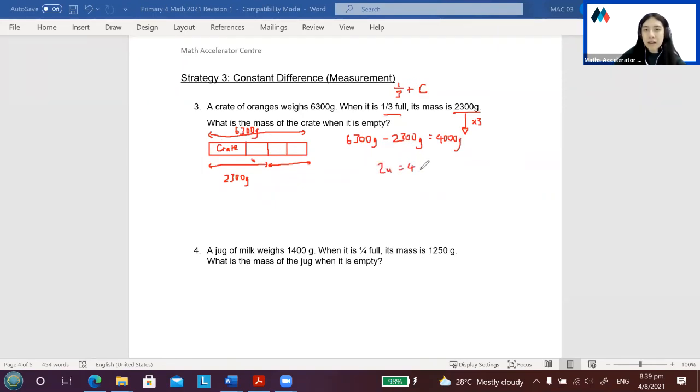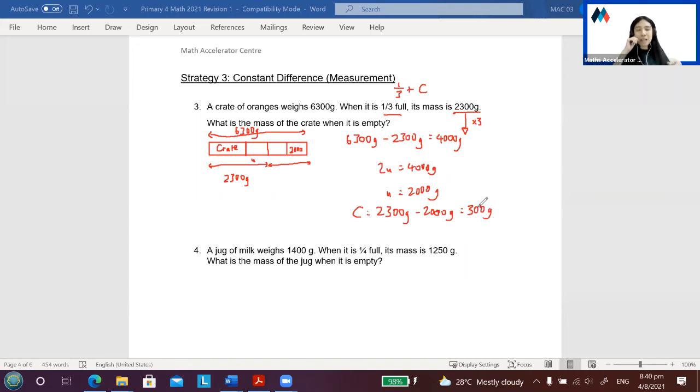If 2 units is 4,000 grams, 1 unit is 2,000 grams. So each of these units here is 2,000. So now you want to find the crate. The crate plus 1 unit is 2,300, right? And 1 unit is 2,000. So to find the crate, you do 2,300 grams minus 2,000 grams, which is 300 grams.